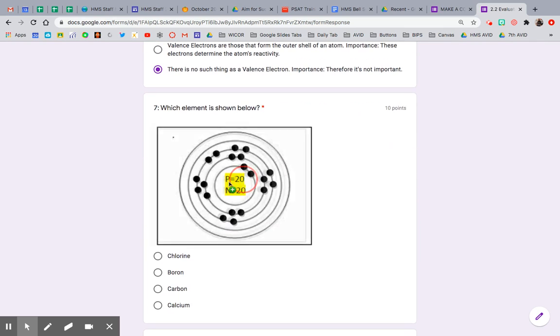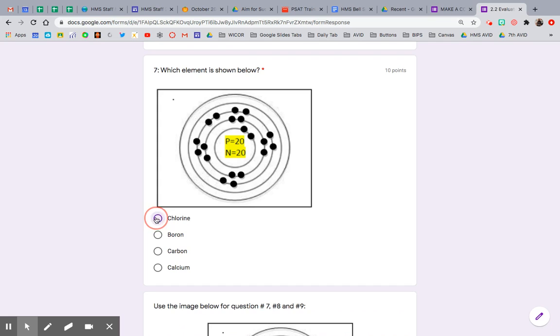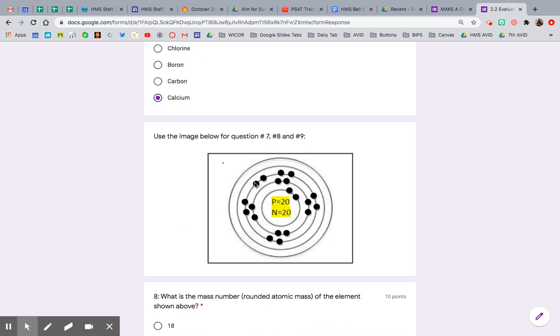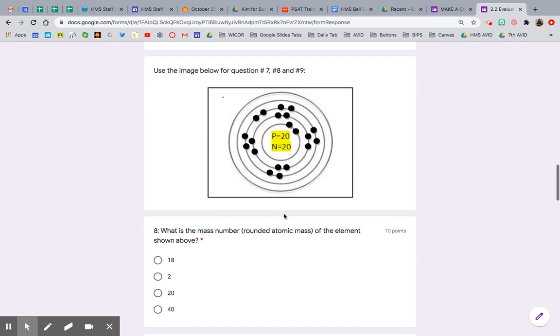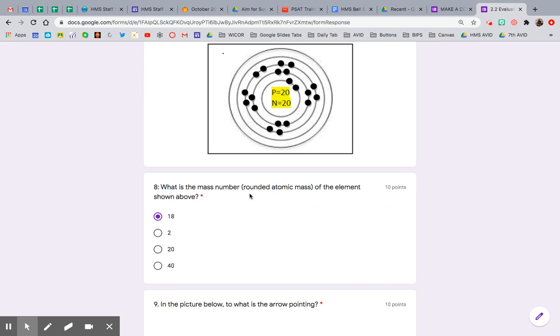Number 7, which element is shown below? So look at the nucleus. Is it chlorine, boron, carbon, or calcium? Use the image below for questions 7, 8, and 9. So same image as above. What is the mass number, rounded atomic mass of the element shown above? Is it 18, 2, 20, or 40?